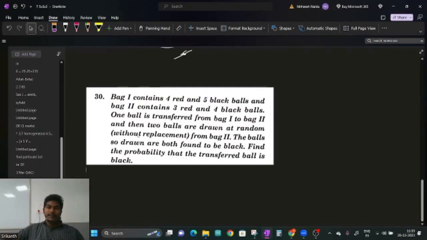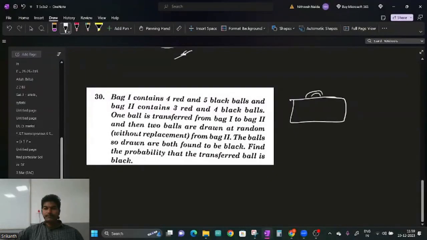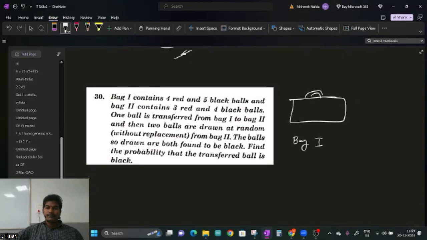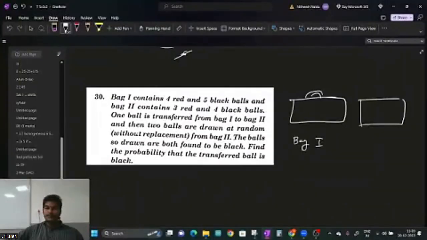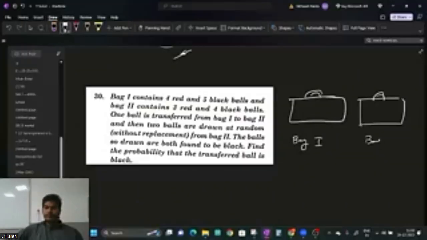So write down: bag 1 contains... You have to draw the diagrams in the examination also. Bag 1 and bag 2. Bag 1 contains 4 red, 5 black. Bag 2 contains 3 red, 4 black.